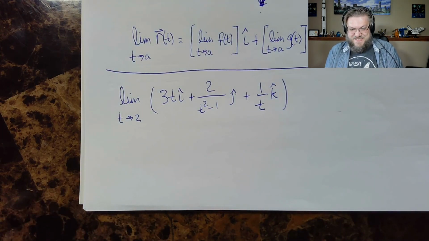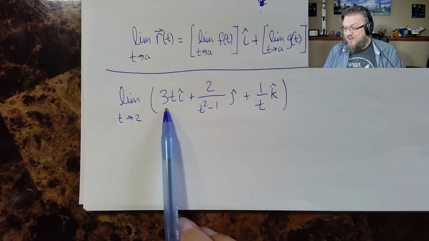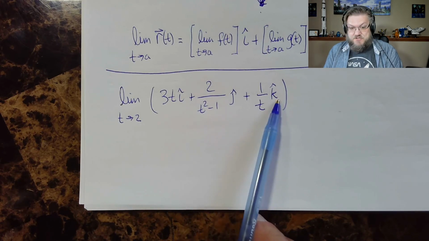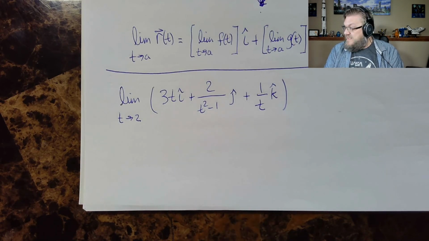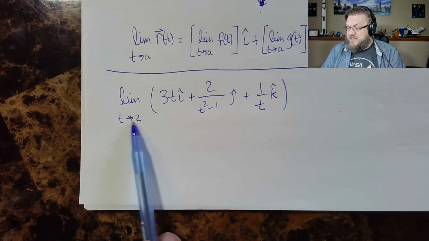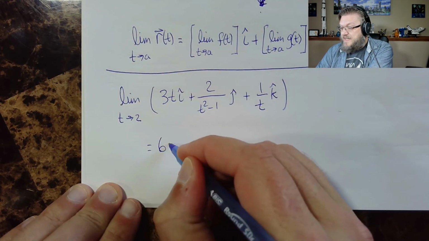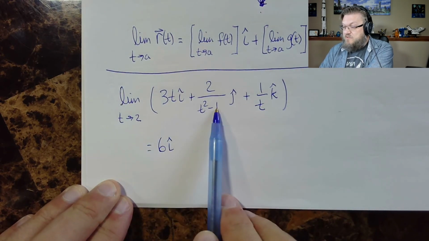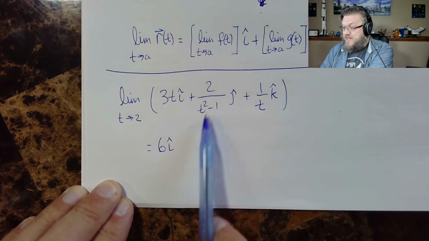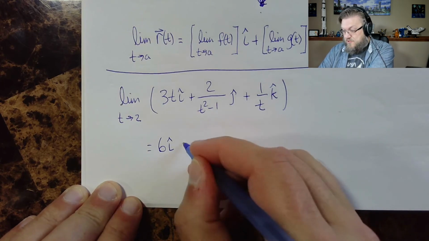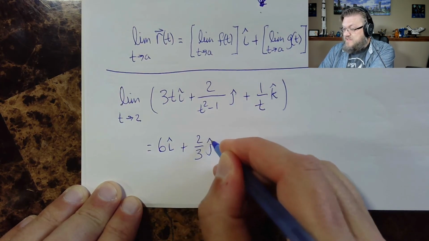All right. So the good news here is all you have to do is plug in into each component. Remember, the way to calculate a limit is try to plug it in and see if it's valid. In other words, use continuity. So the limit of 3t as t goes to 2 is 6. So far, this is good. I got 6i. Trying to plug in a 2 here is valid. This is t divided by t squared, which is 4, 4 minus 1 is 3. So I get 2/3. So everything's valid so far.